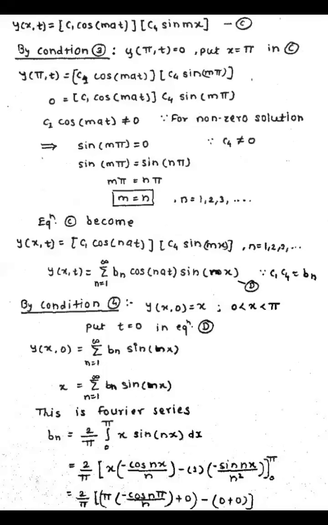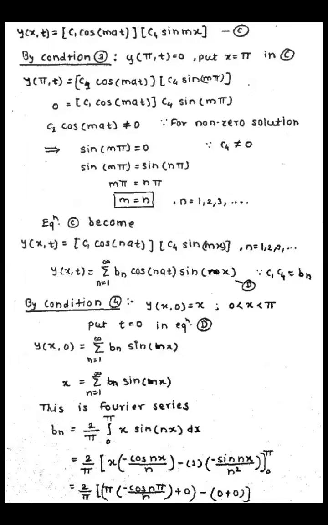By condition number 3, y(π, t) is equal to 0. That is, we need to put x equal to π in equation C. So y(π, t) equals C1 cos(mat) plus C4 sin(mπ).